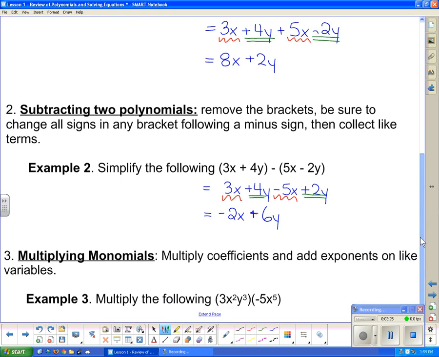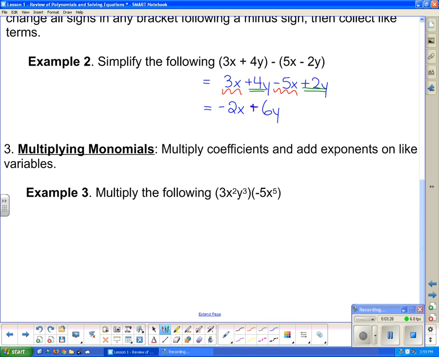Now we'll take a quick look at multiplying monomials. Multiplying monomials, we have to multiply the coefficients and add the exponents on the like variables. However, I'm going to do it a little bit different to start so that we can recall what we're doing here. This monomial here can be written as 3 times x times x times y times y times y. And this monomial here can be written as negative 5 and then x times x times x times x times x. And we know that BEDMAS tells us that I can do multiplying and dividing in any order I want.